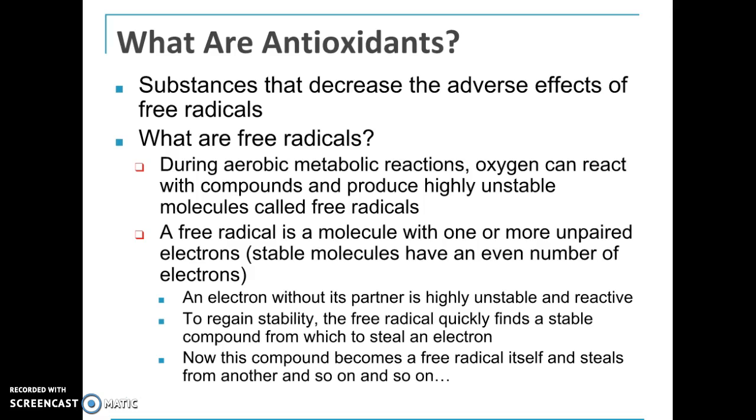So what are antioxidants? I mentioned before in my last presentation on vitamin C that they decrease the adverse effects of free radicals. Free radicals are, during aerobic metabolism reactions, oxygen can react with compounds and produce unstable molecules called free radicals. A free radical has one or more unpaired electrons, and an electron without its partner is very reactive. So to regain stability, the free radical quickly finds a stable compound and steals an electron. Now this compound becomes a free radical itself and steals from another, and so on and so on.